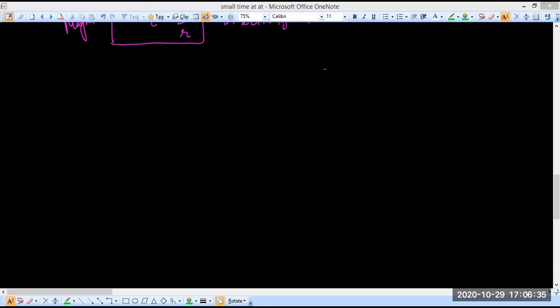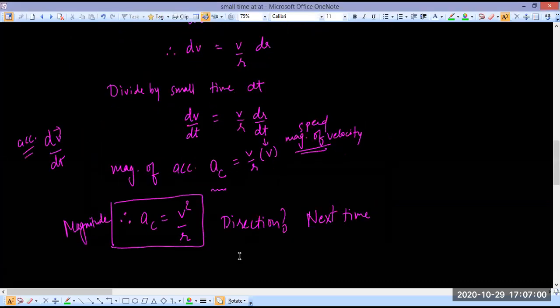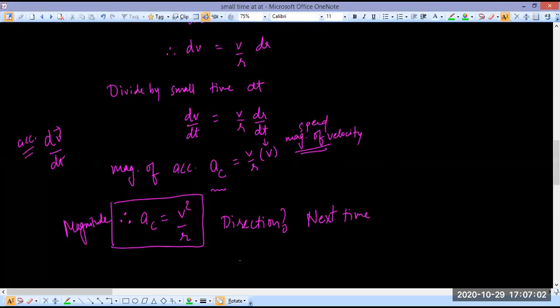Okay, so first of all, we will talk about the direction of the acceleration that we derived yesterday. And then I will solve questions from your homework. So if you have doubts, you could get them clarified. Okay. Right, so let's start with this centripetal acceleration.